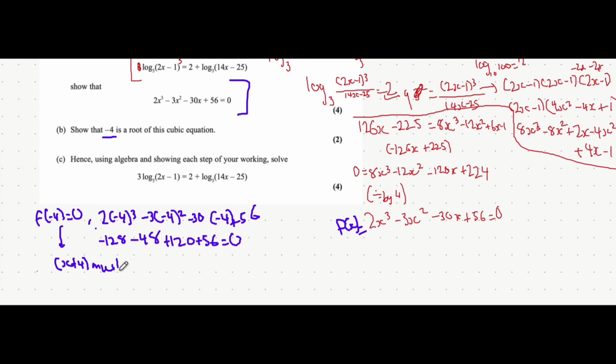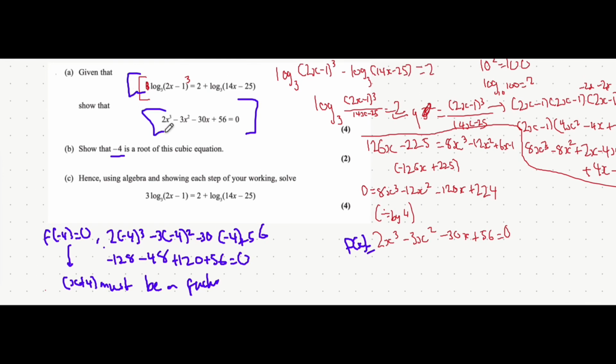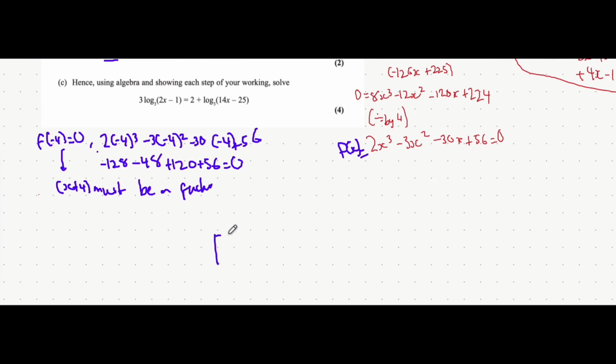That probably has some use, so let's look at part C of the question where I'm sure it will be useful. So it says, hence, using algebra, solve this. Well, solving this expression is the same as solving this expression because we've shown that they both can be rearranged to the same variable. So what we're going to do now is divide this whole cubic by a factor that we know definitely goes into it, which is x plus 4. So let's do that. I'm going to write up a big bracket, 2x cubed minus 3x squared minus 30x plus 56, all divided by x plus 4.